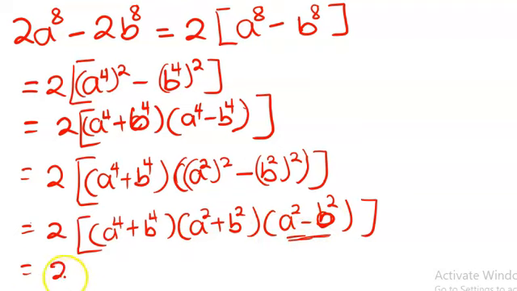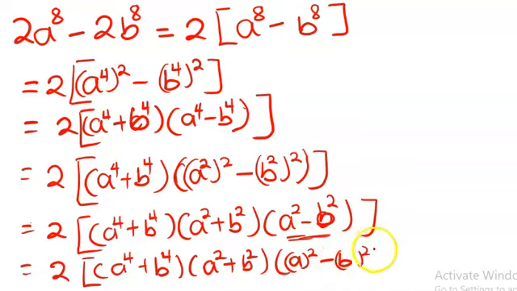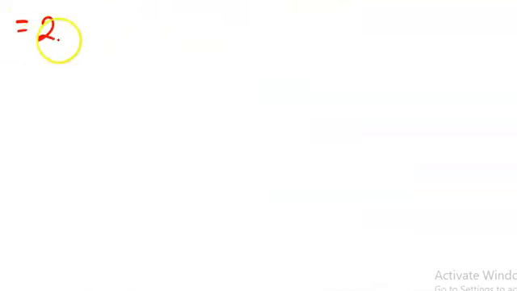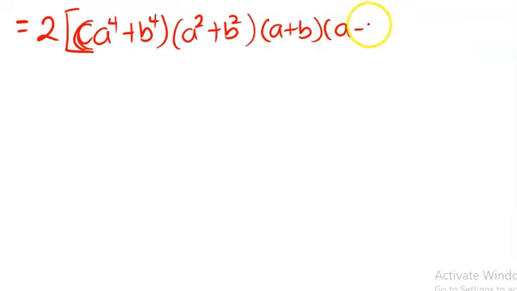That will be 2 times a to the power 4 plus b to the power 4 times a squared plus b squared. And because this is difference of two squares, we can write it as a all squared minus b all squared. So we have 2 times a to the power 4 plus b to the power 4, a squared plus b squared. Then using difference of two squares, we have a plus b times a minus b. Yes. So this is a complete factorization of the above question.